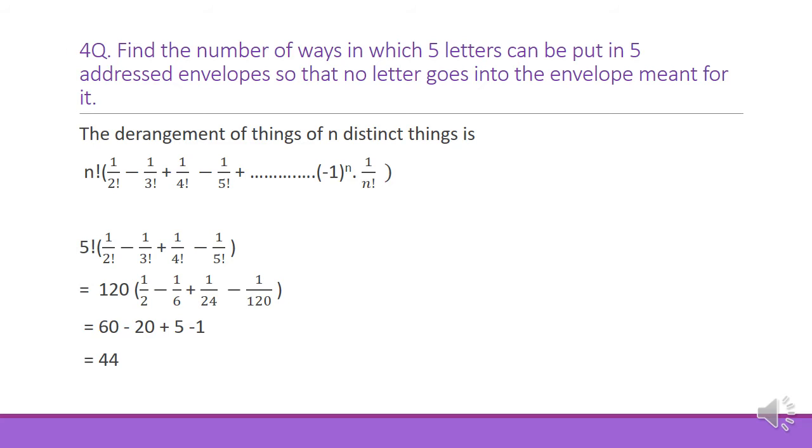Here this is an interesting question. Find the number of ways in which 5 letters can be put in 5 addressed envelopes so that no letter goes into the envelope meant for it. Here we have to arrange the letters so that none goes into the correct envelope meant for it. So here we have the formula.